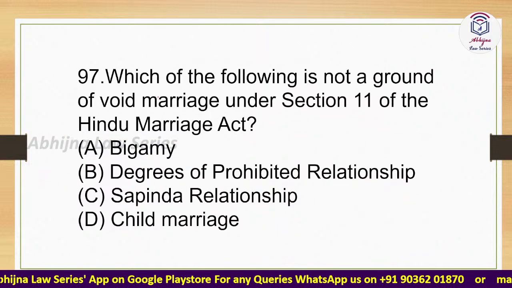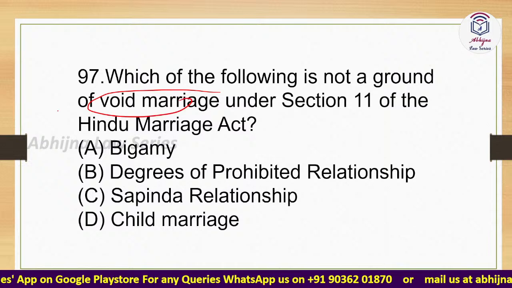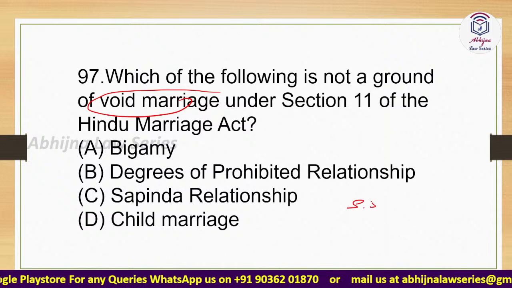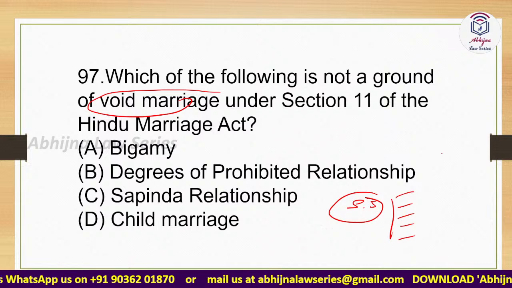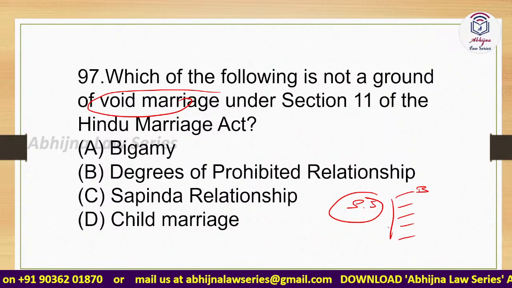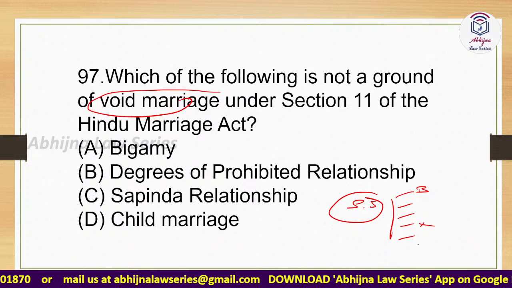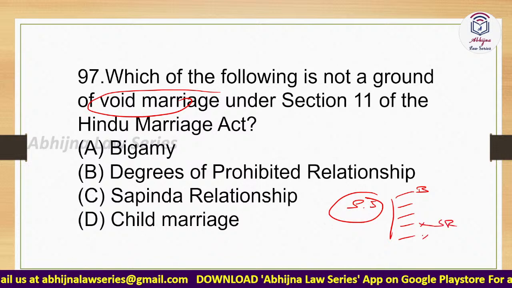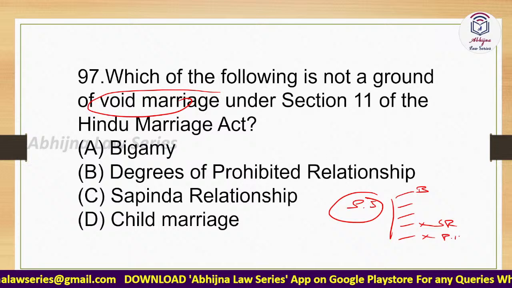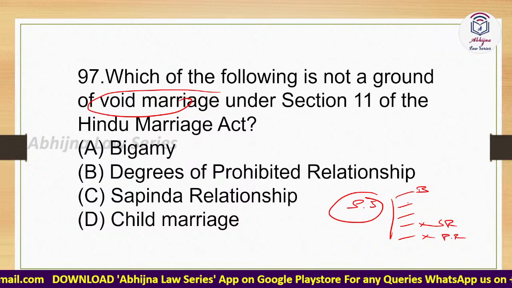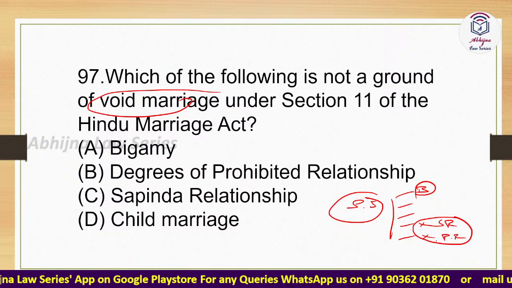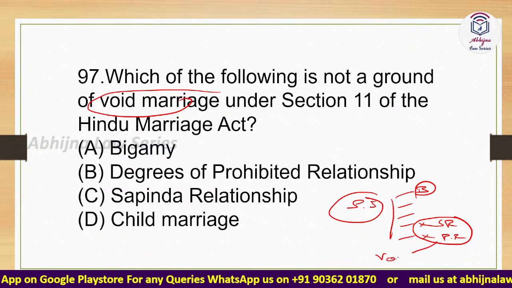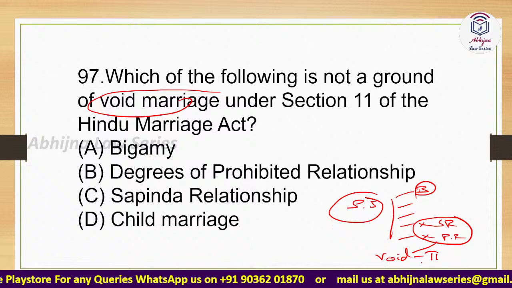Then, which is not the ground for void marriage under section 11? We know section 5 prescribes 5 conditions for the essentials of a marriage. One is there shouldn't be bigamy, there shouldn't be sapinda relationship, there shouldn't be prohibited degree of relationship. For these three conditions, if violated, the marriage becomes void. So this has been given under section 11.